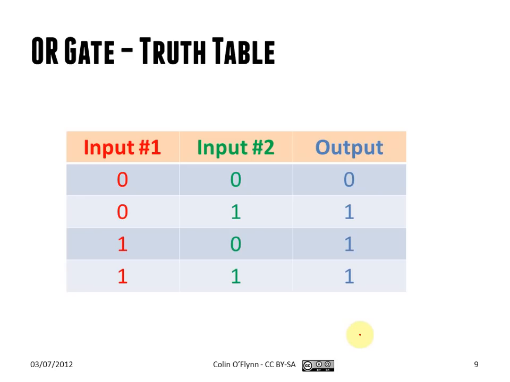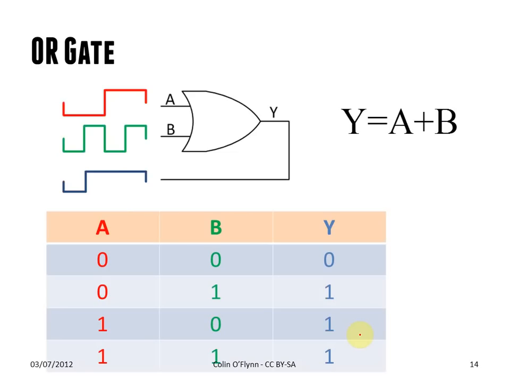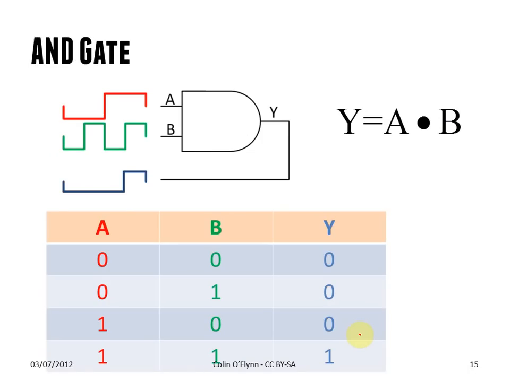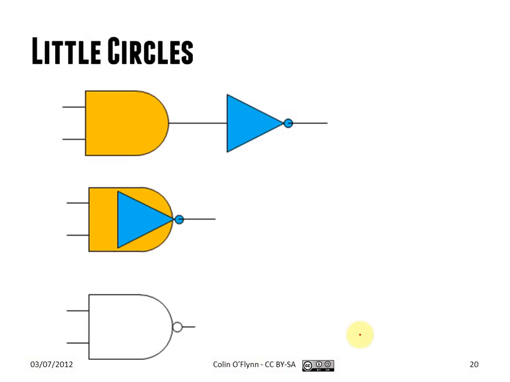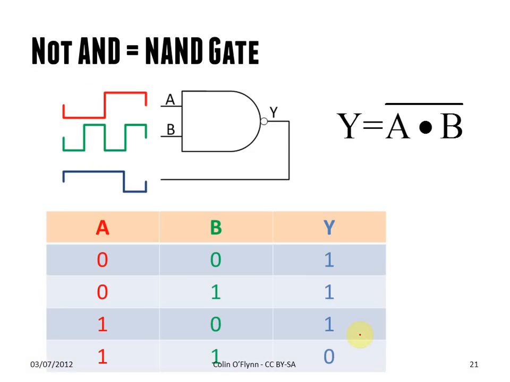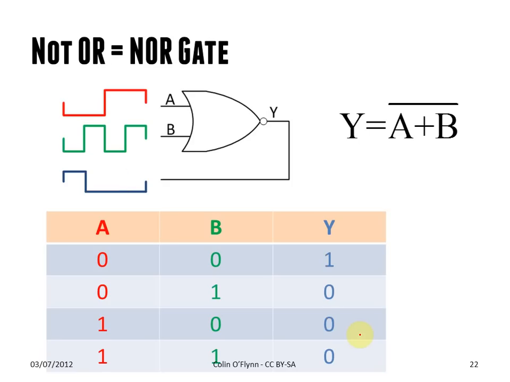So the OR gate: the output's 1 when either input's 1. There's the AND gate, where the output is 1 only when both inputs are 1. The NOT gate, which inverts the input. The NAND gate, which is simply an AND gate with a NOT gate on the output. The NOR gate, the OR gate with a NOT gate on the output.